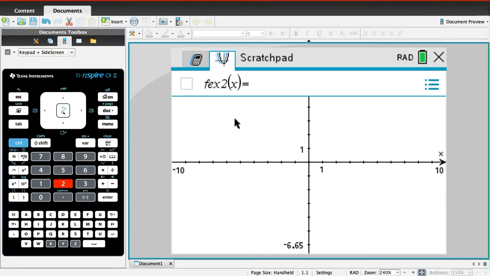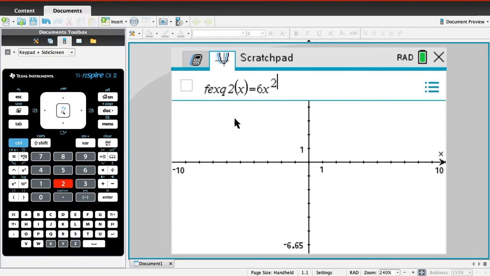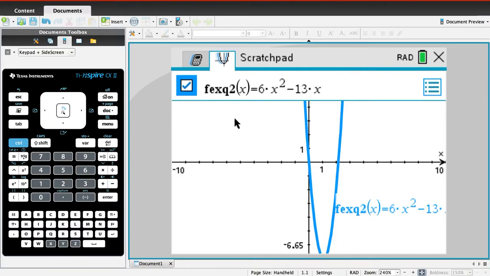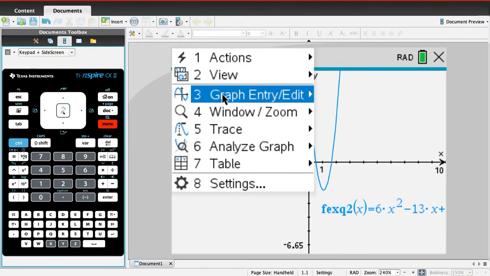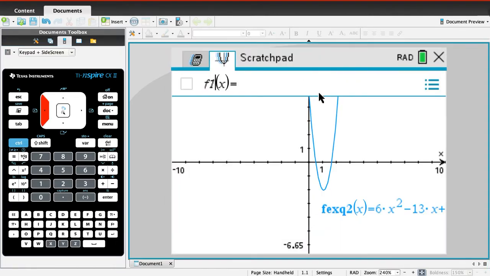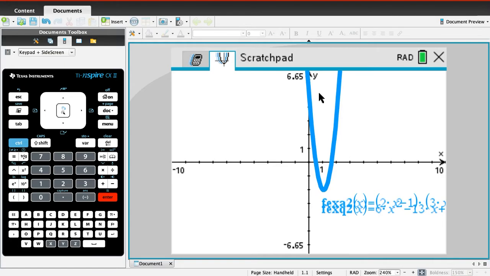So I'll say this is example number 2, the question part of it. So 6x to the power of 2 minus 13x, plus 5. Okay, so there's my first graph. Pretty cool. Let's go ahead and put in those two factors to make sure that they're exactly correct. And look at that. They lie right on top of each other. Therefore, that is the correct answer.